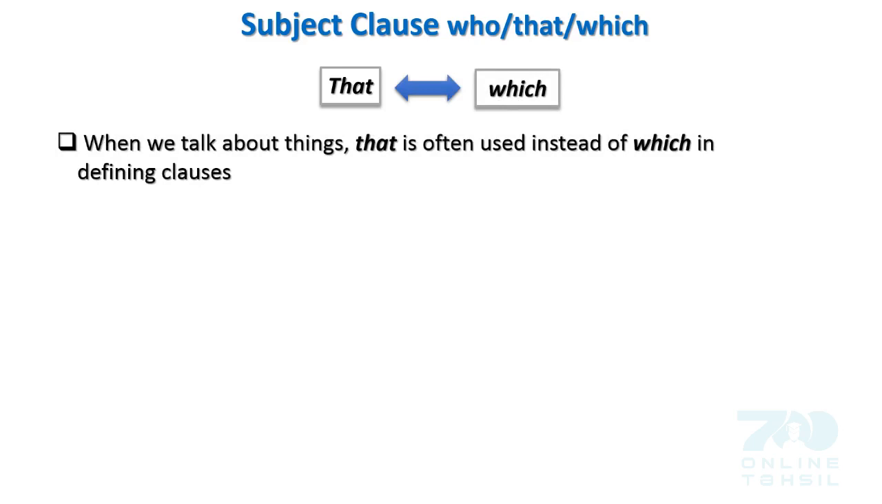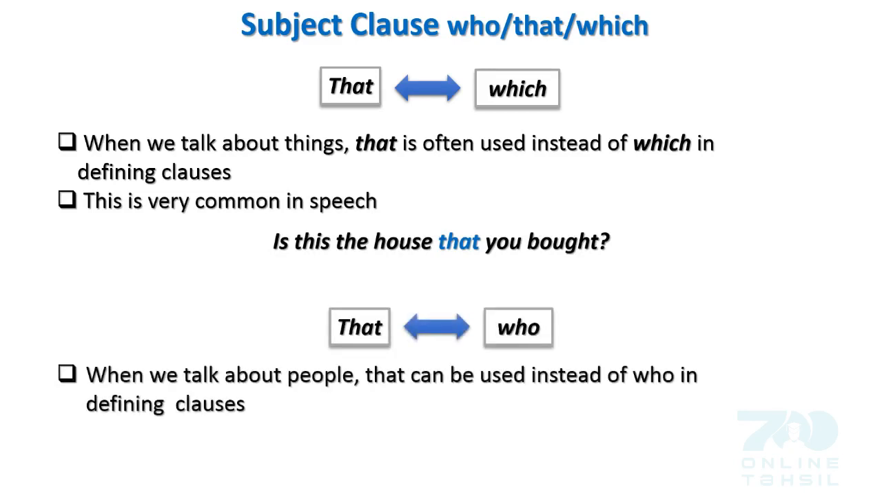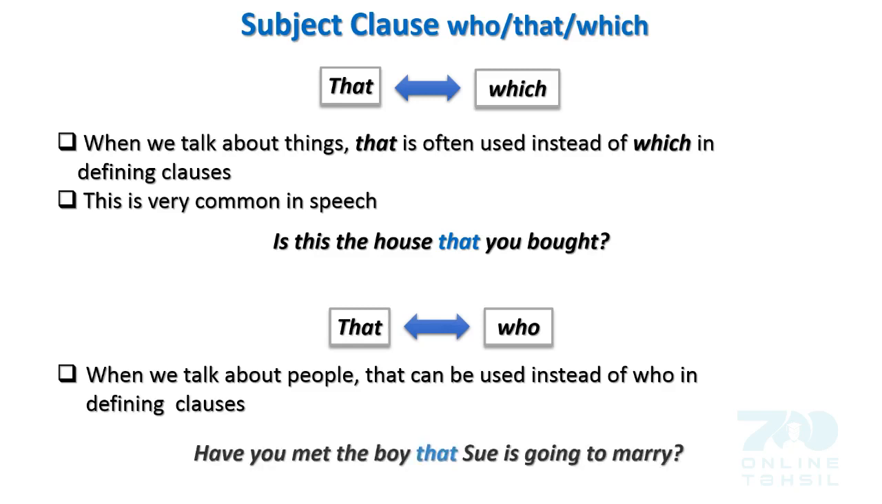Which, who, and that. That instead of which. When we talk about things, that is often used instead of which in defining clauses. This is very common in speech. Is this the house that you bought? That instead of who. When we talk about people, that can be used instead of who in defining clauses. Have you met the boy that Sue is going to marry?